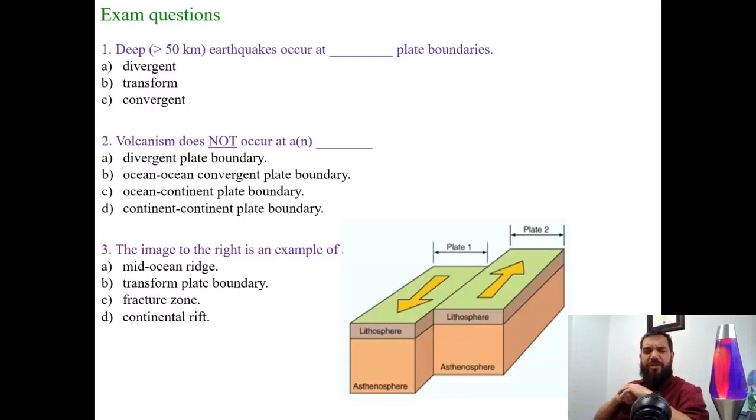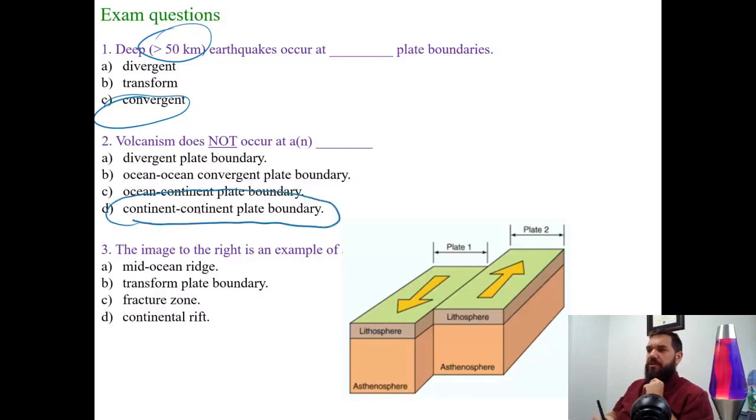Here are a few test questions to test your skills on. Earthquakes deeper than 50 kilometers occur at divergent, transform, or convergent boundaries? They happen at convergent boundaries, at subduction zones. The deepest and strongest earthquakes happen there. Volcanism does not occur at a divergent, ocean convergent plate boundary, ocean-continent convergent plate boundary, or continent-continent plate boundary. So it's the continent-continent one. Really this should say continent-continent convergent plate boundary. I think on the test I fixed that, but right there it's not quite correct.